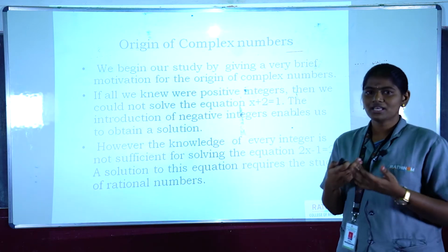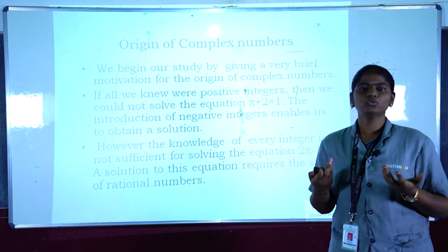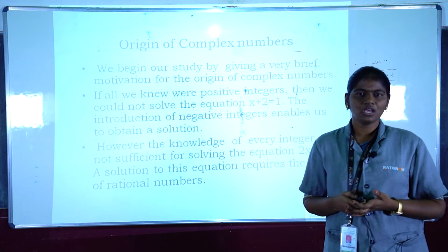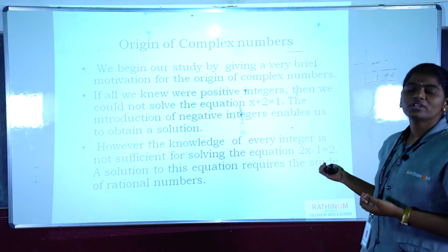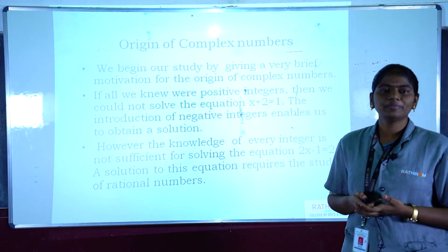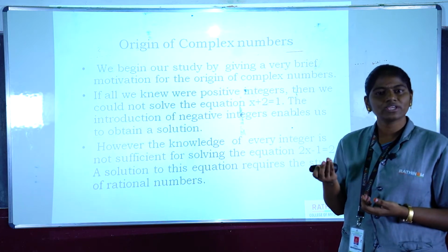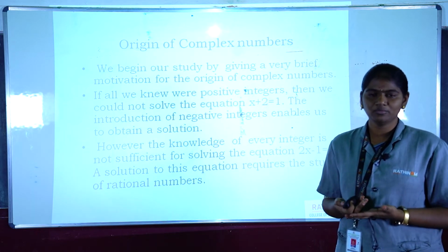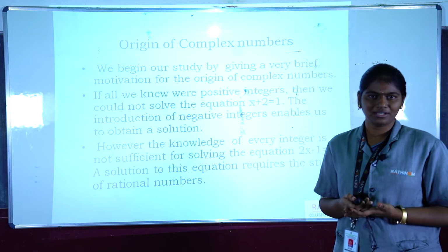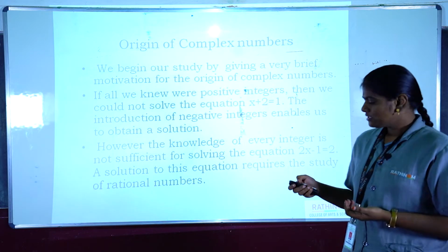Let's assume that you have positive and negative integers, but you don't know anything about rational numbers. Now you have to solve this equation, 2x minus 1 is equal to 2. The solution will be 2x is equal to 2 minus 1, which is 2x is equal to 1, x is equal to 1 by 2. At that time, you need rational numbers, right? And at that time, rational numbers evolved.